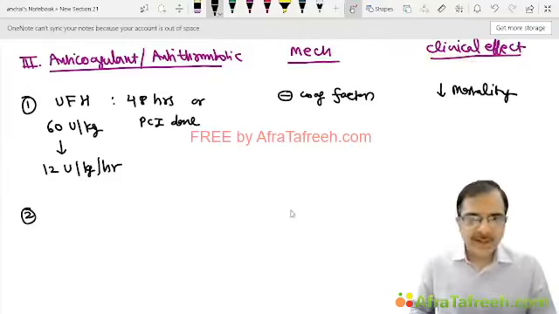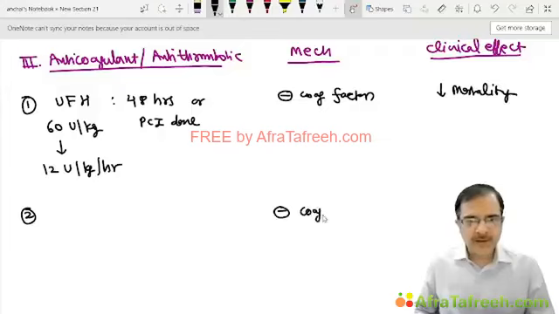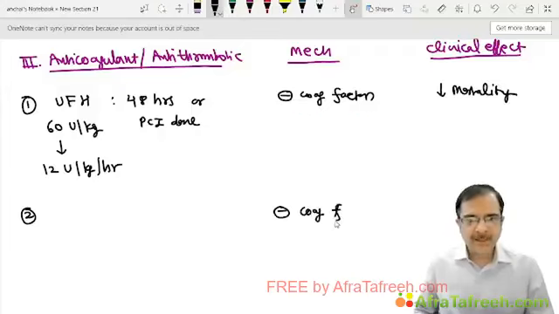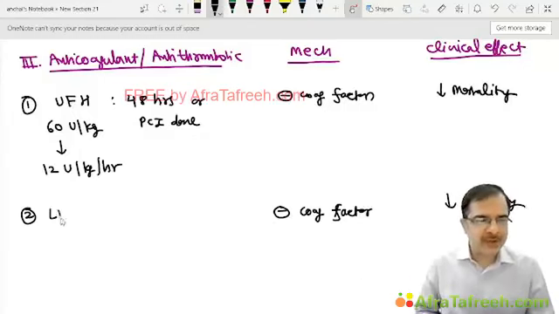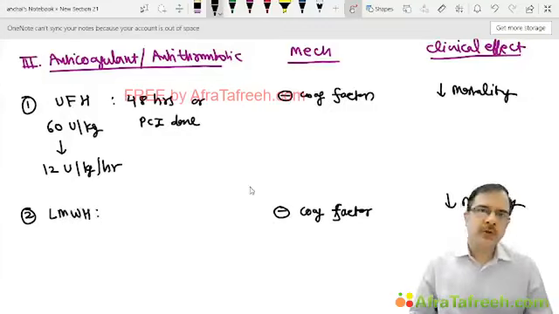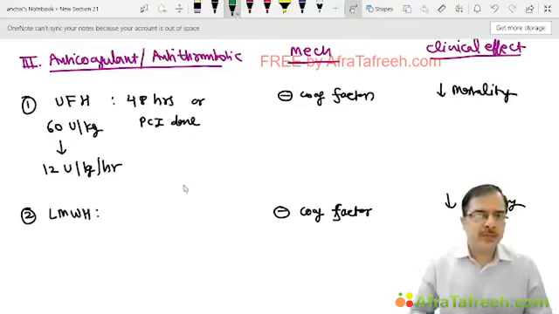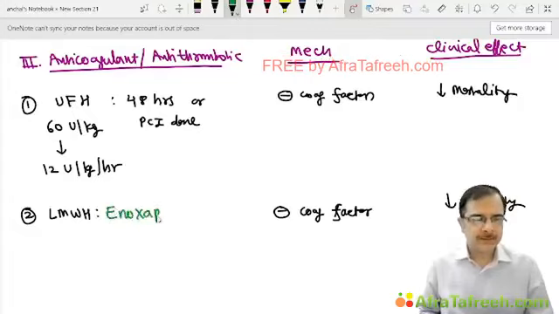Number two, again the mechanism is to inhibit coagulation factors. Again it decreases mortality. That is a low molecular weight heparin, and the best low molecular weight heparin which has proved to be beneficial and is most commonly used is enoxaparin.